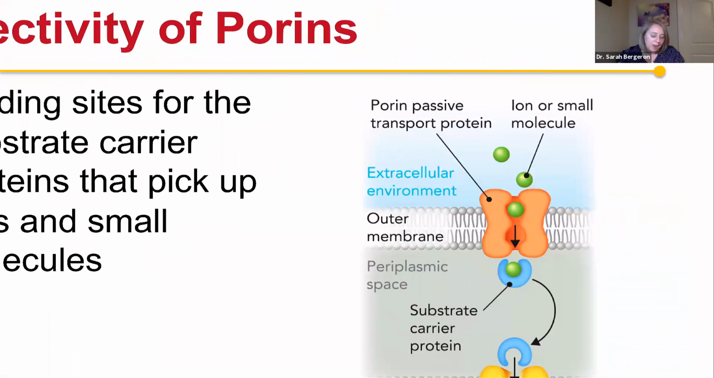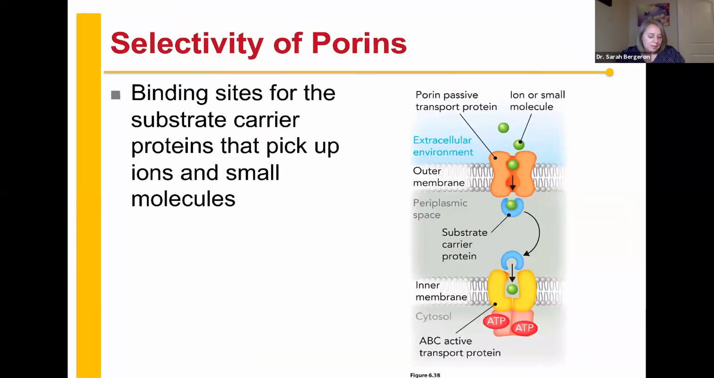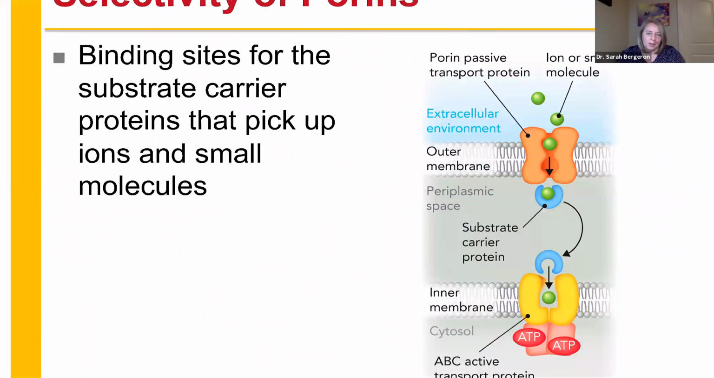So here's an example. We have a porin that's a passive transport protein. This little diagram doesn't say this very well, but this is in gram-negative bacteria, where you have an outer membrane and you have an inner membrane.